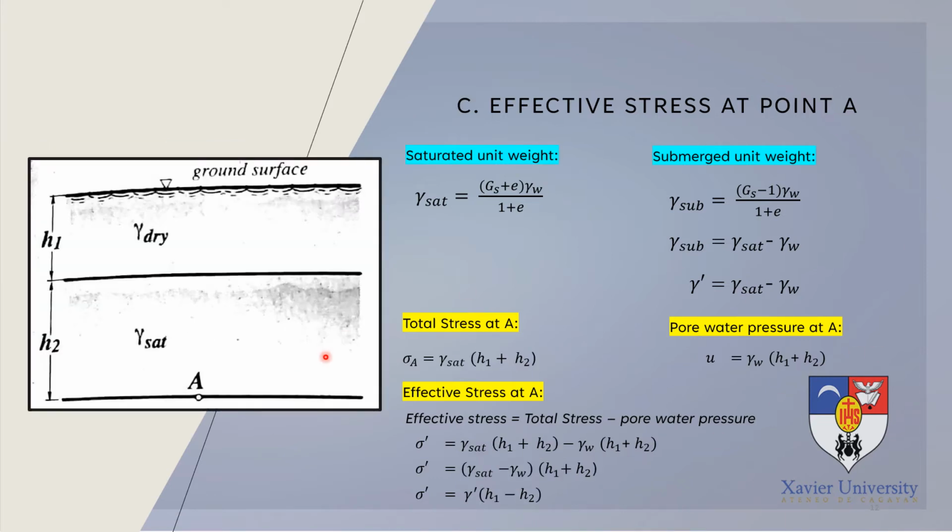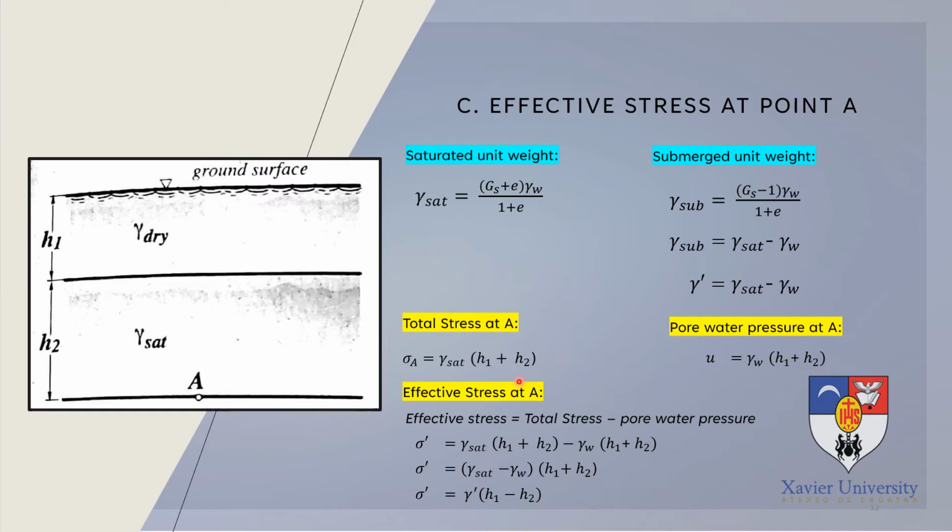So another situation for our soil profile, when we are asked to solve for the effective stress of point A, still point A. The saturated unit weight is just the same. The submerged unit weight also does not change. It is still equal to gamma saturated minus gamma water.